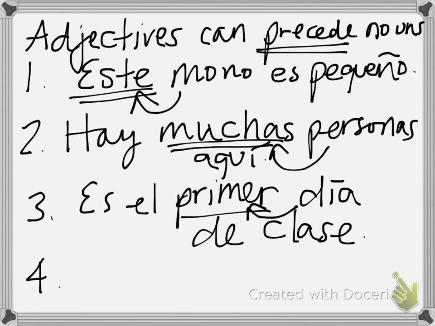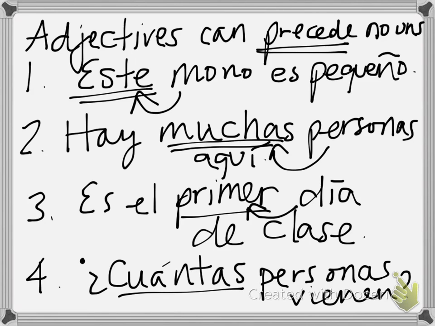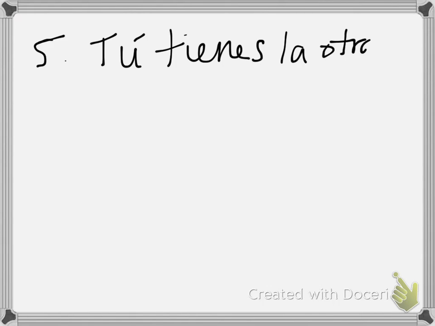Okay, another example is with interrogative words. Very common one that you're going to see. ¿Cuántas personas vienen? So how many people are coming? Okay, that is one of your interrogative words. We also have indefinite adjectives. An example of this would be otro, the word for other. Your example, tú tienes la otra cosa. So you have the other thing. So once again, this is coming before.